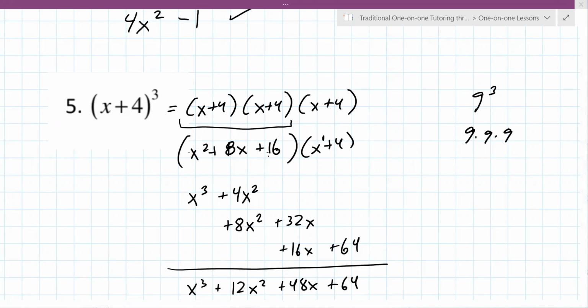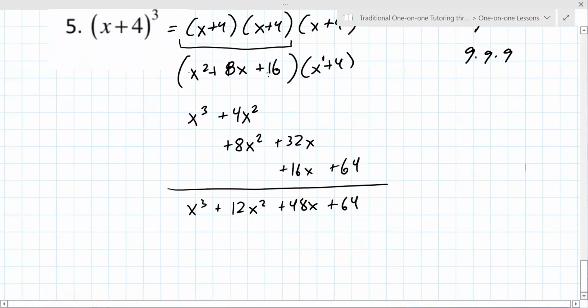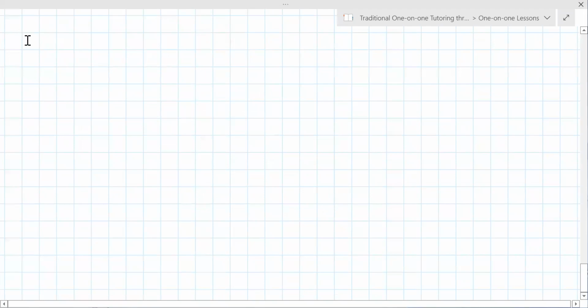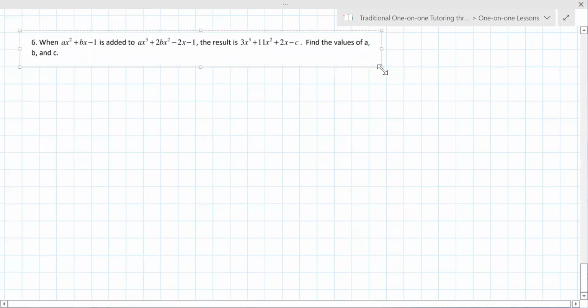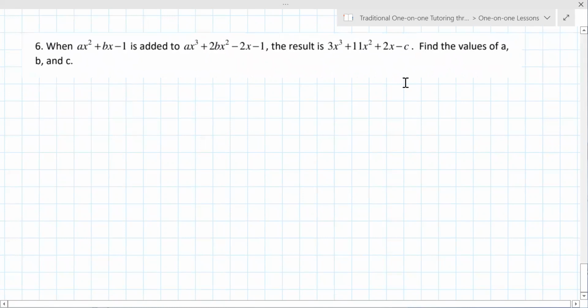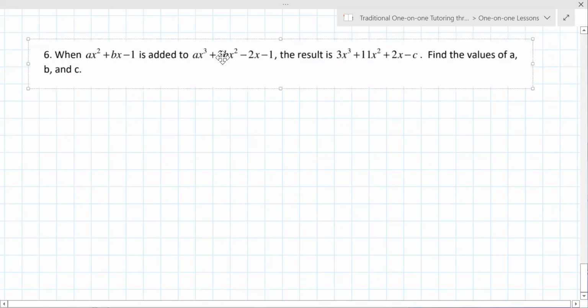Okay. All right. So number 6, I actually think numbers 6, 7, and 8 are pretty good problems here. They're more challenging than the ones we've seen thus far. Plus, they've got a lot of letters rather than numbers. That's always kind of a challenge for students. So it says when ax squared plus bx minus 1 is added to ax cubed plus 2bx squared minus 2x minus 1, the result is this next expression on the right.